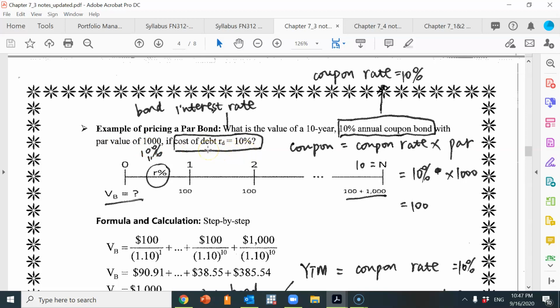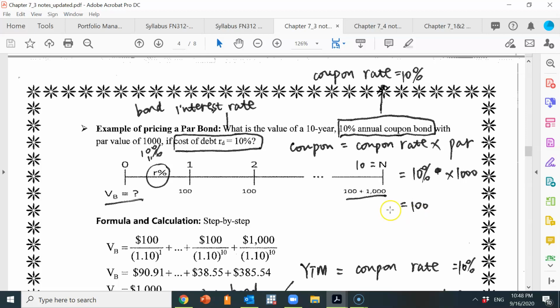The interest rate, the cost of debt, the bond interest rate, the rate of return from investors' perspective is RD, which is 10%. We mark this as RD because this is the cost of debt. By definition, we can first calculate that the coupon payment equals coupon rate, 10% here, multiplied by par value, which is 1,000 here. So we know that the coupon payment for this bond is 100.